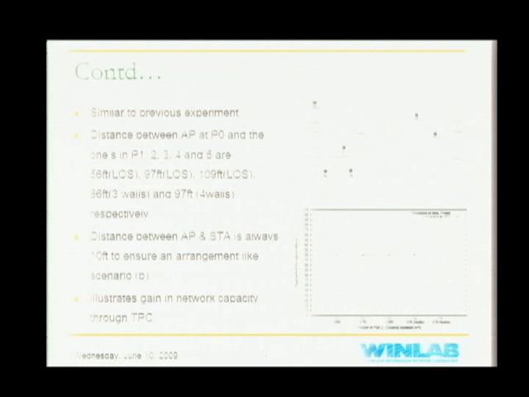So this next experiment, I'm sorry about the graph. The next experiment is again a demonstration of spatial reuse.